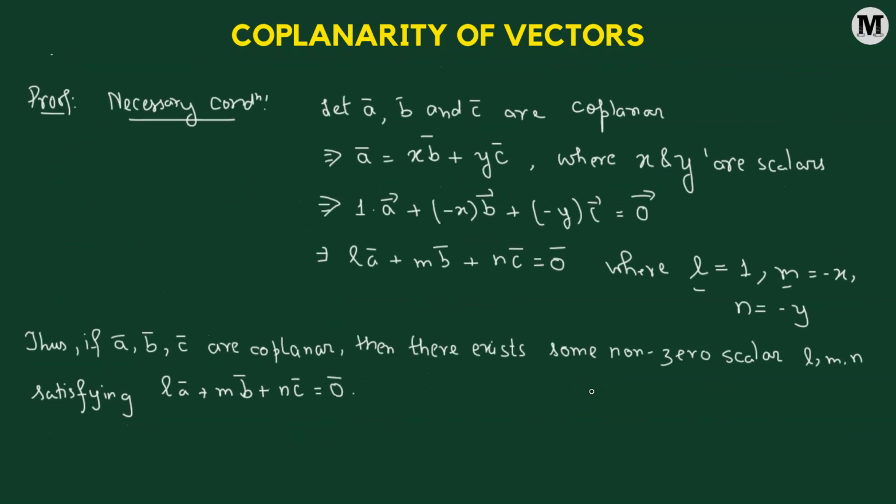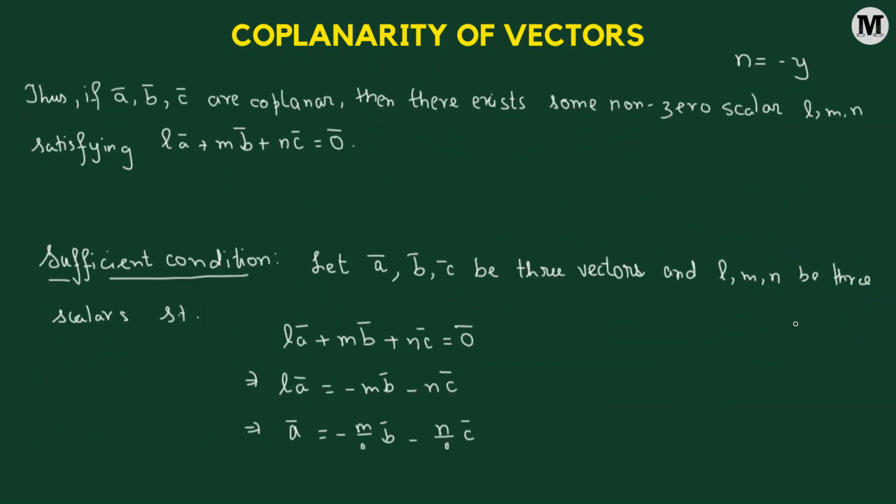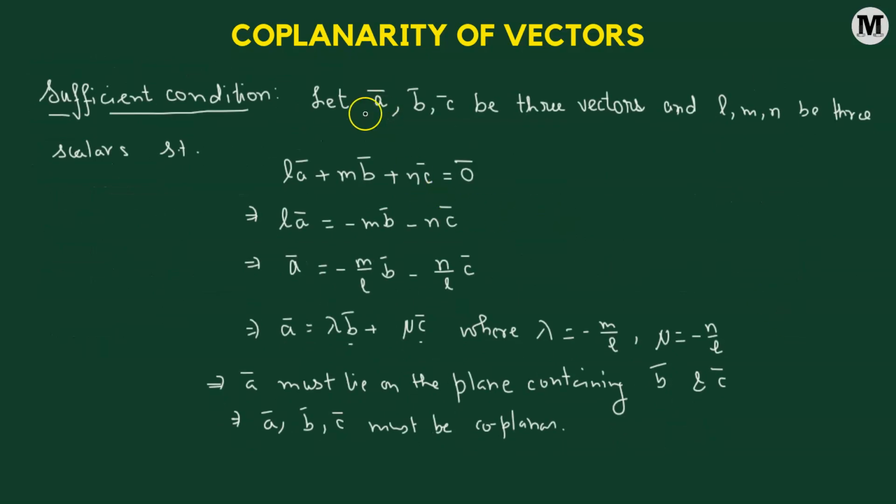So we have derived both the necessary condition and the sufficient condition. The necessary condition is that we first started considering A, B, C to be coplanar, and we showed that it gives a linear combination L a vector plus M b vector plus N c vector equals the null vector, where L, M, N are given by 1, negative x, and negative y respectively. And the sufficient condition is that if we consider A vector, B vector, and C vector to be some random vectors with L, M, N being some non-zero scalars, then if this particular condition holds true, then it must be true that A, B, and C are coplanar.